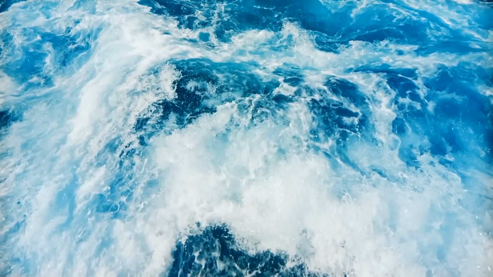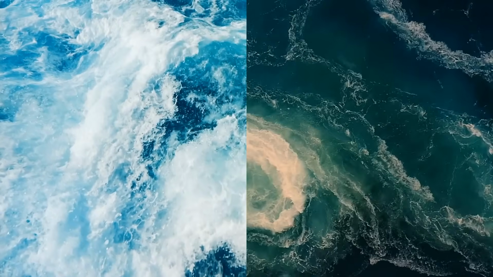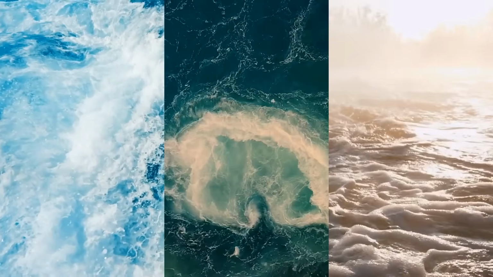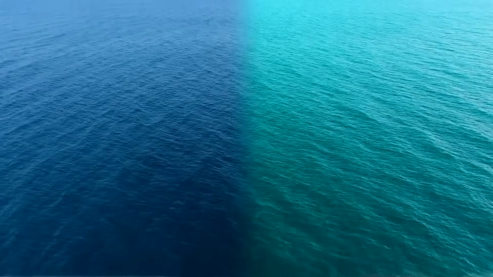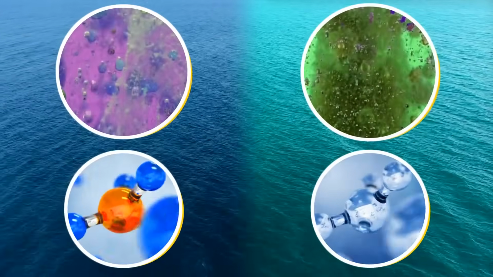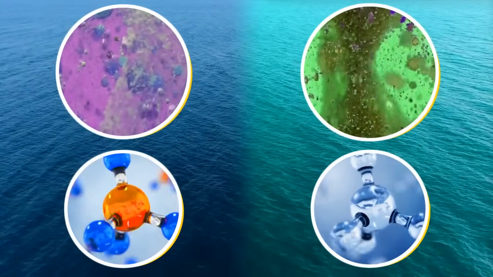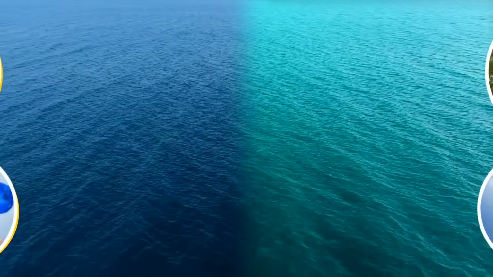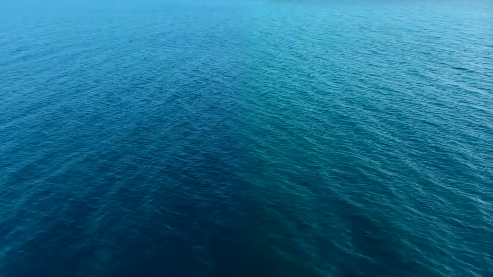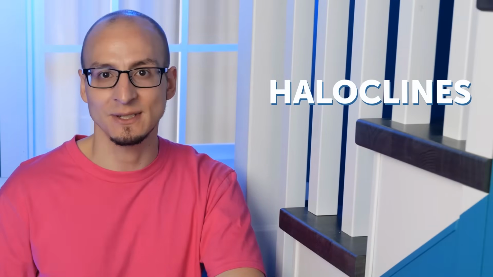Well, the thing is that water isn't just water. There can be different kinds. The Atlantic and the Pacific Oceans have different densities and chemical makeups, the level of salinity, and other qualities. One can see by their color that they are far from the same. Borders like this, between two bodies of water with different physical and biological characteristics, are known as haloclines.